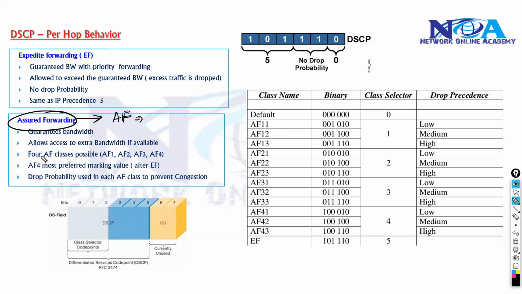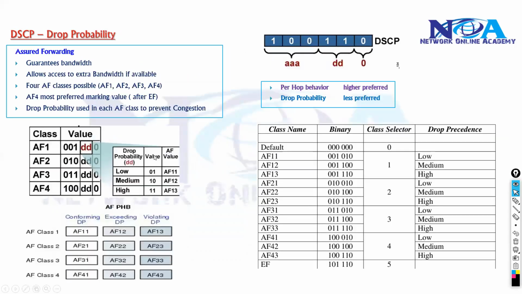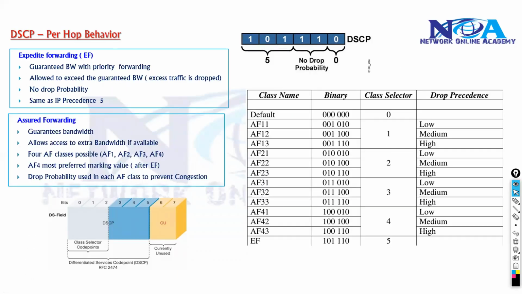And with AF, we have 4 possible values. So if you just see the binary values of this AF, let me quickly write down the AF values here. Now, again, there are 3 bits. If you remember, I said the first 3 bits will decide the per hop behavior, and the remaining bits will decide the drop probability. So in these 3 bits, in terms of the per hop behavior, we have 1, 2, 3, 4. There are 4 possible numbers.